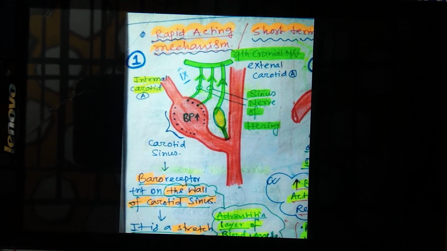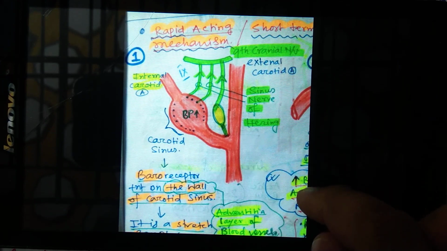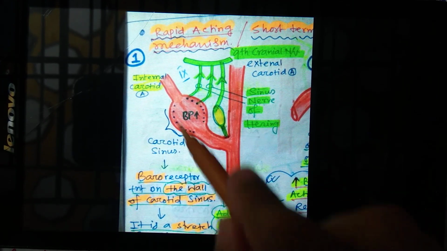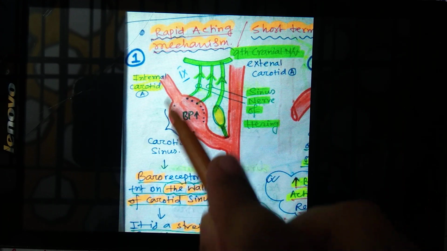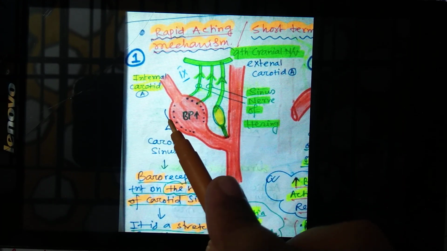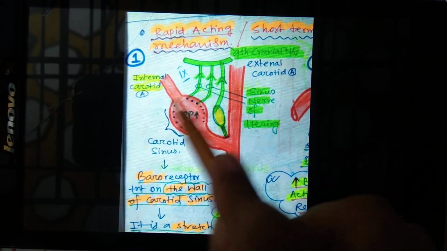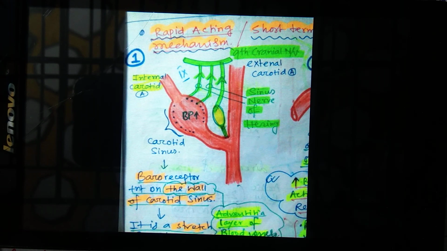Okay, so you are saying that the carotid sinus is related to the cardiovascular system, to regulation of blood pressure. Yes, this is the rapid-acting or short-term mechanism of blood pressure regulation. It is related to our carotid sinus. Okay, fine. We'll talk about the mechanism.